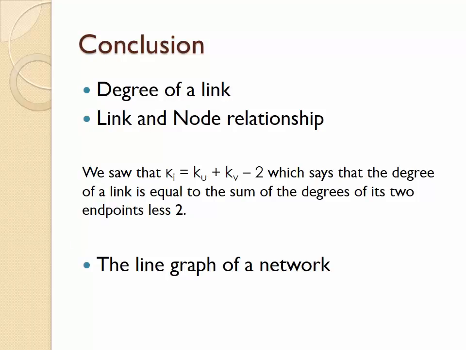And so in conclusion, we have talked about what we mean by the degree of a link, and that's the number of adjacencies for a link in the same way that we have the degree of a node, and that there's a natural relationship between the link adjacency and the node adjacency. And we've defined what we mean by the line graph of a network.